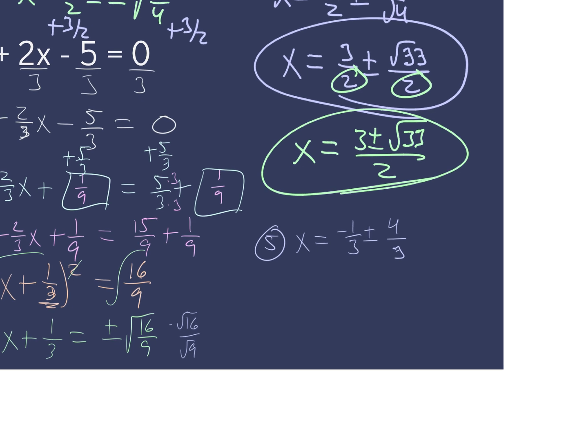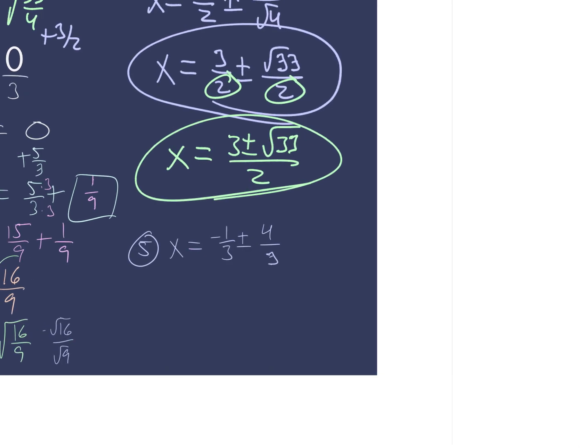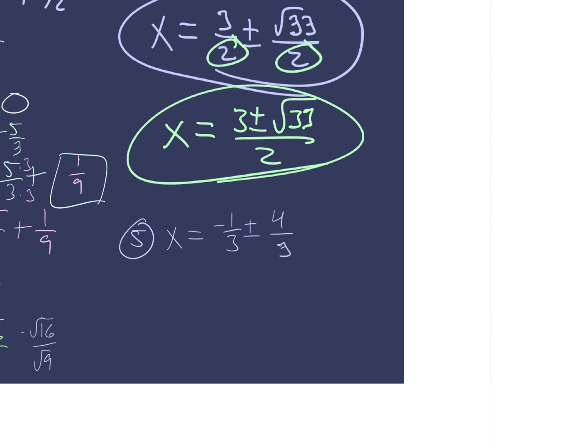All right? And we don't have radicals in the top. We have only rational numbers, right? No radicals. So we can actually split this up and get two rational number solutions. Anytime you're able to split it up, you should. You should get negative 1/3 plus 4 over 3, and negative 1/3 minus 4 over 3.